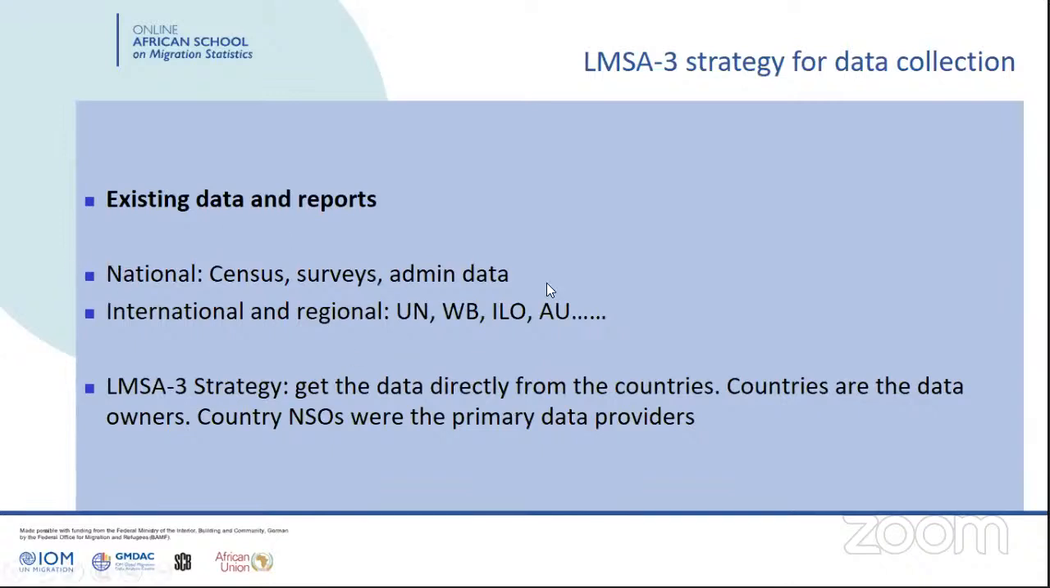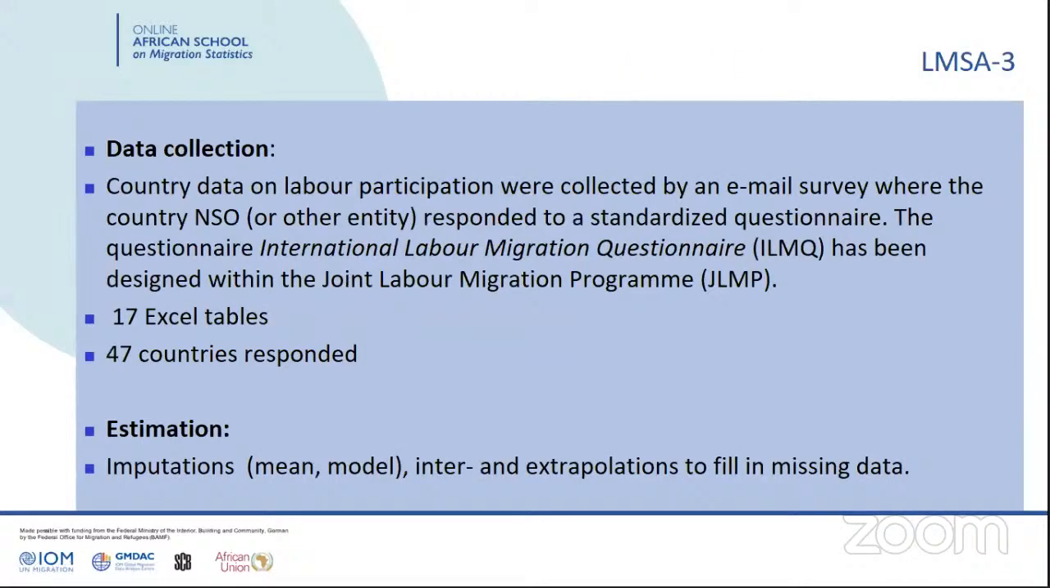We get data from different sources: census, surveys, administrative data, and data from UN, World Bank, ILO, and so on. The strategy is to get the data directly from the countries. The countries are the data owners. So the strategy is to get everything directly from countries. To do so, we have the questionnaire, the International Labour Migration Questionnaire, ILMQ, that has been designed by the Joint Labour Migration Programme.